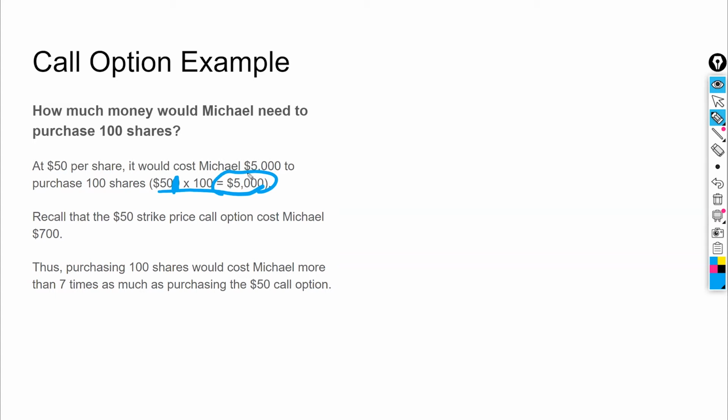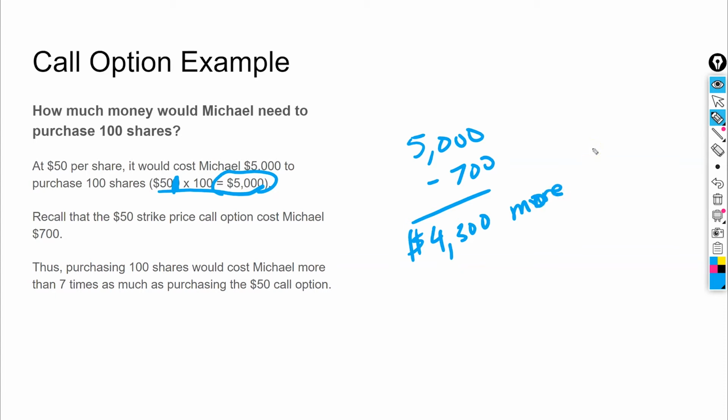Now, recall that what we paid for the $50 strike price option cost Michael $700. So it cost 5,000 minus 700 is 4,300, right? So it cost 4,300 more to buy the shares. So purchasing 100 shares would cost Michael more than 7 times as much as purchasing the $50 call option, right? 7 times 700 would be 4,900. Cost 5,000 for the shares.